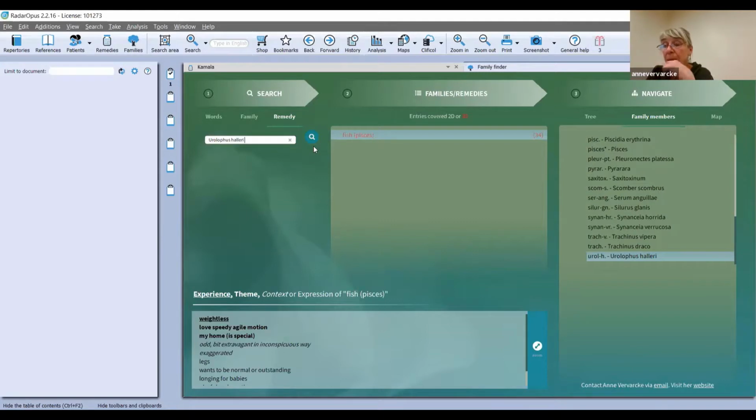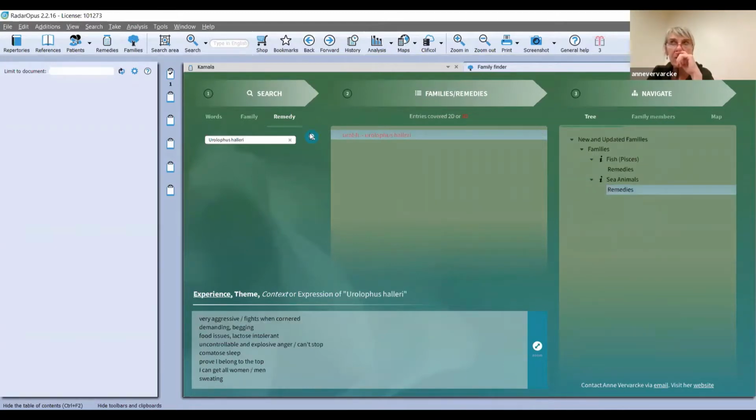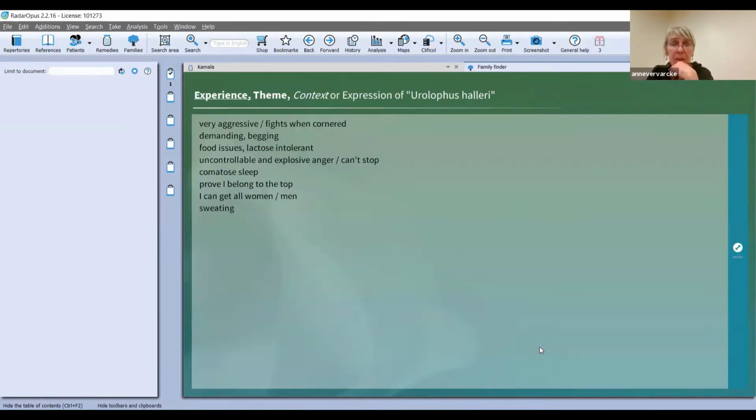In Urolophus, some are, how to say, classical provings. Some were provings done after, like I show you, the yellow box fish and those. And I can give you the provings if you want. And I don't know if Victoria's remedies are already in. I'm not sure. So the Urolophus is in there. Of course, it's red again. And you can see here the expressions, the experience, the theme, and the expressions.